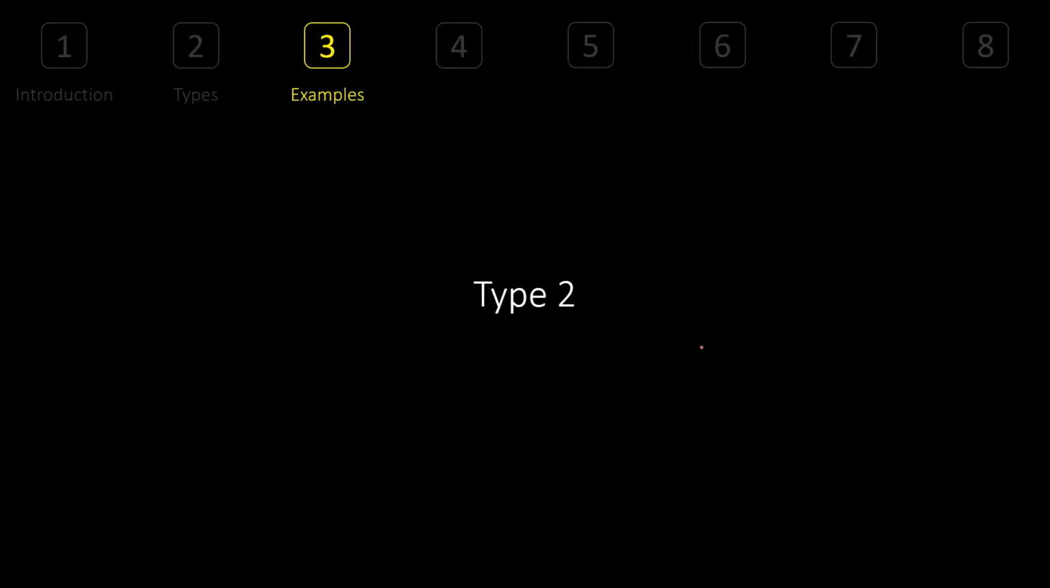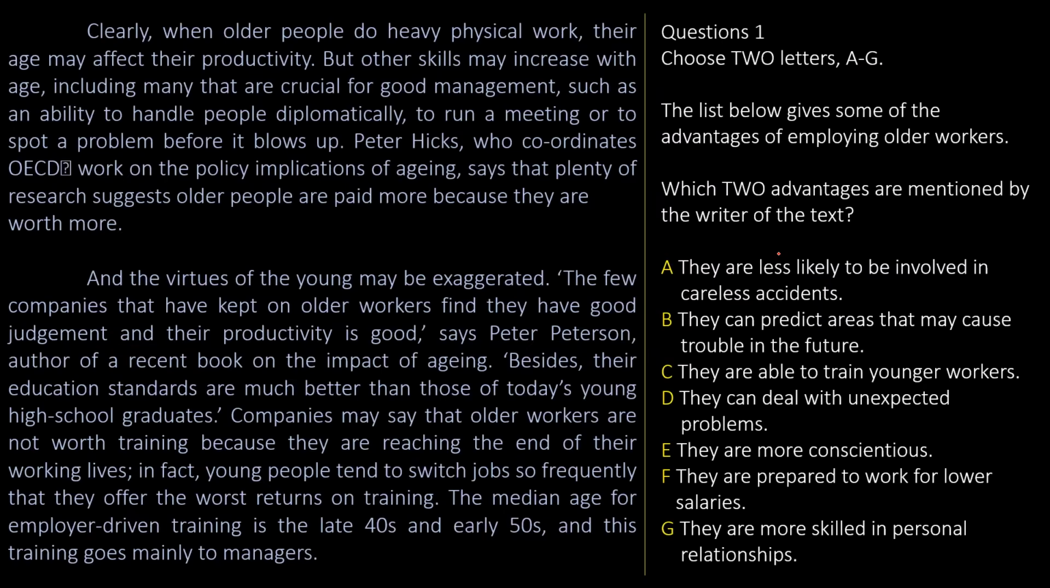Now for type 2, I've also set a question. Do you remember type 2? Type 2 is where we have to find more than one answer, that is 1 plus answer, and we have 4 plus options, could be 5 options, 7 options, any number. In this case we have taken the same question which we had taken earlier. We have a question here and we have to find 2 advantages, and we have to find the answer by choosing 2 of these 7 options. We have 7: A, B, C, D, E, F, G.